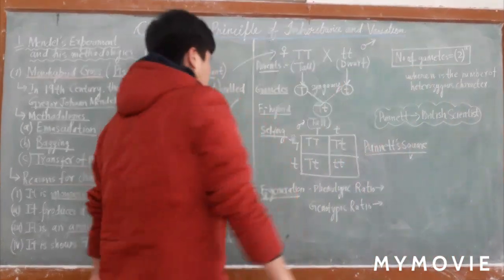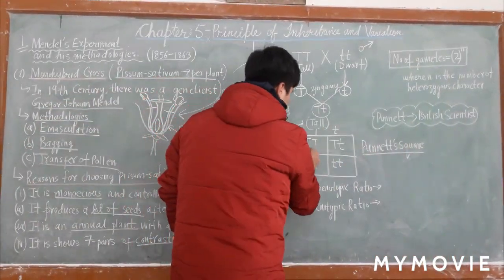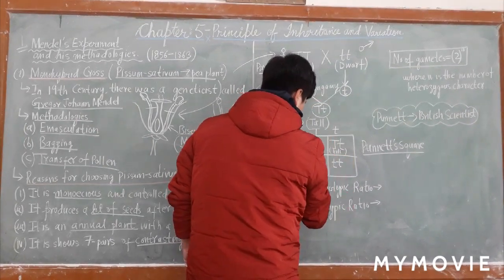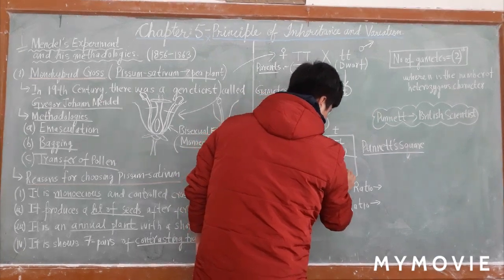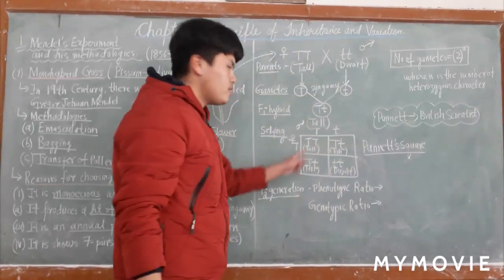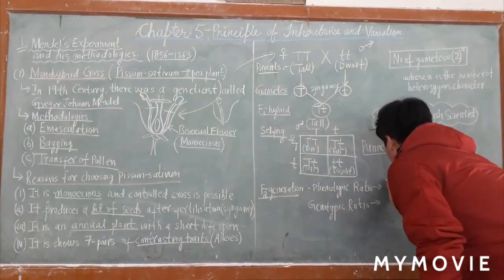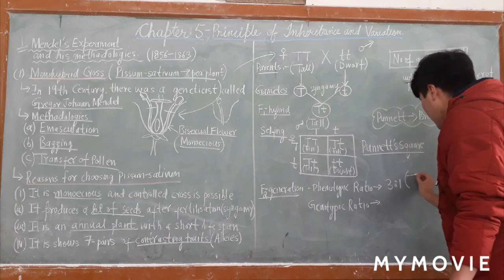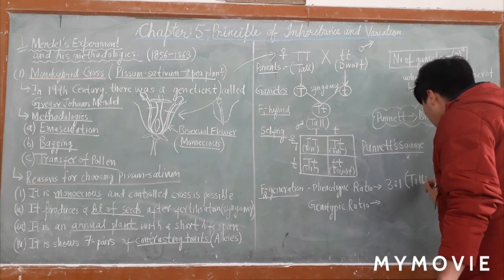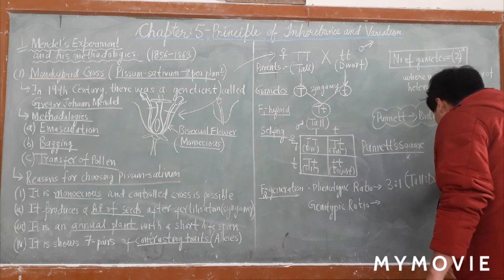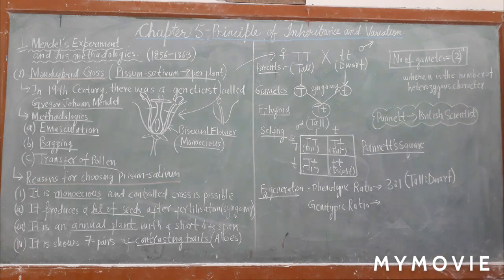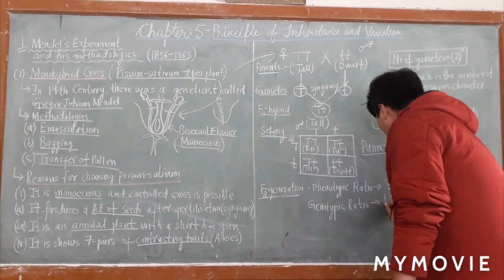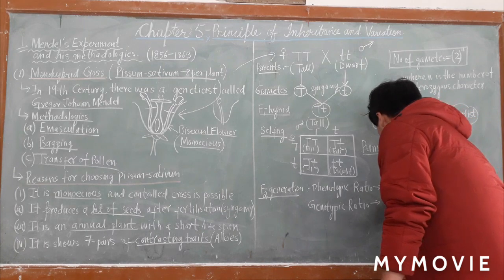Now, phenotypic ratio is the ratio of the expressed characters, the tall and the dwarf. So the phenotypic ratio in the F2 generation is 3:1. Tall to dwarf ratio is 3:1. The genotypic ratio is 1:2:1.